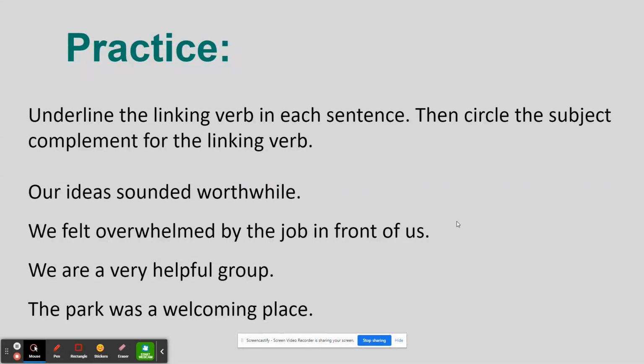Another practice that you'll need to do, you'll be asked to find the linking verb in a sentence and then decide what the subject complement is. So our ideas sounded worthwhile. Linking verb in this one would be sounded, and what would be the subject complement? It would be worthwhile. We felt overwhelmed by the job in front of us. What would be the linking verb? Hopefully you said felt. And what did we feel? Subject complement would be overwhelmed.